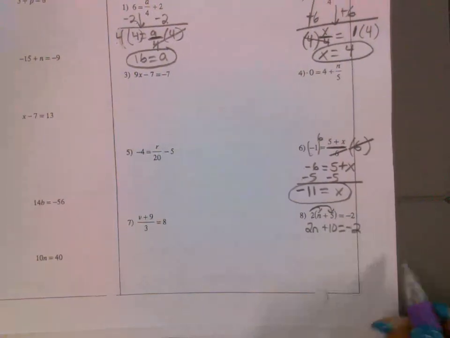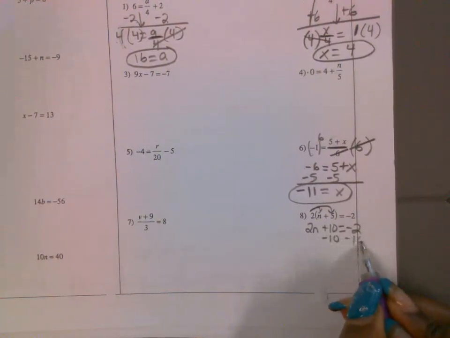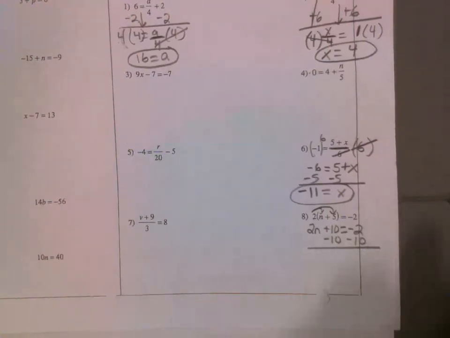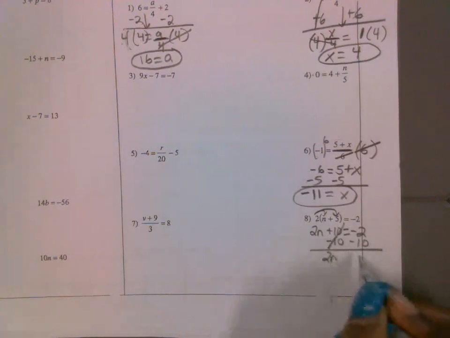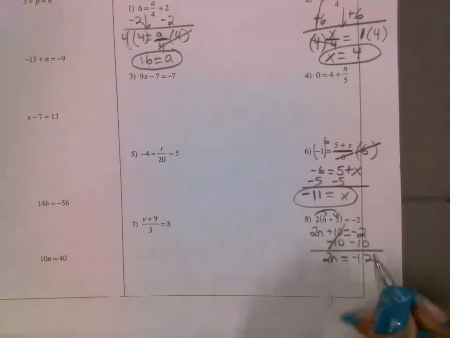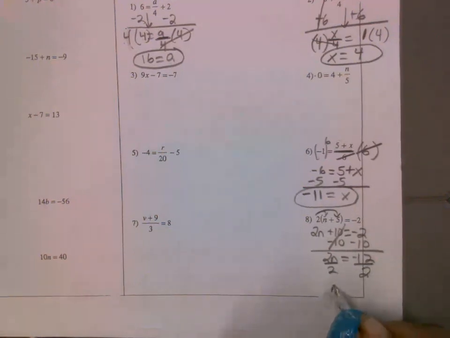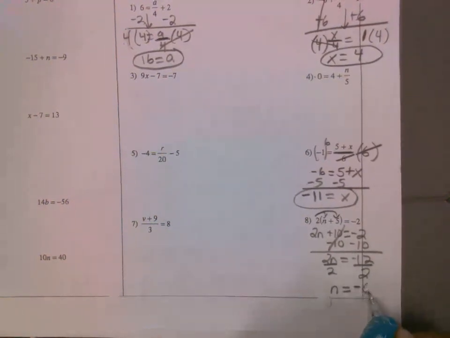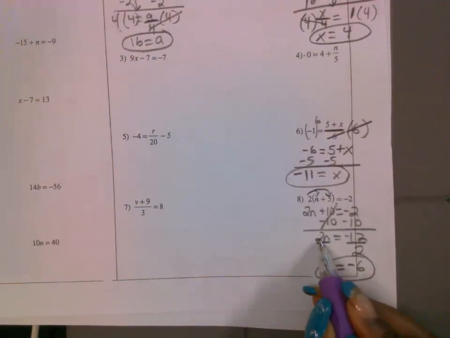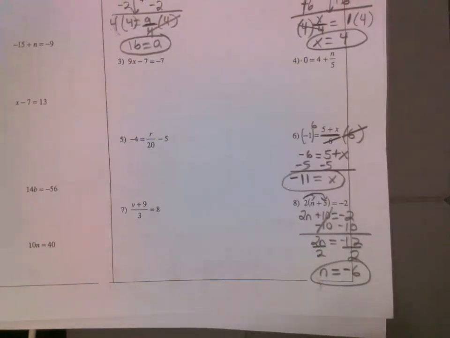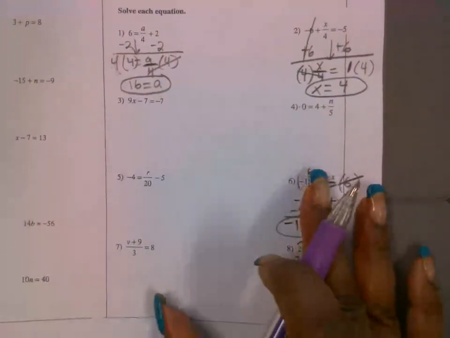Look at that. So now what is this going to give me? I subtract 10 on both sides. And this is going to give me 2n, because this is gone, negative 12. Divide both sides by 2. And that gives me n is equal to a negative 6. I'm dividing because the operation between 2 and n is multiplication. Okay? Please pause if you need to, rewind if you need to.